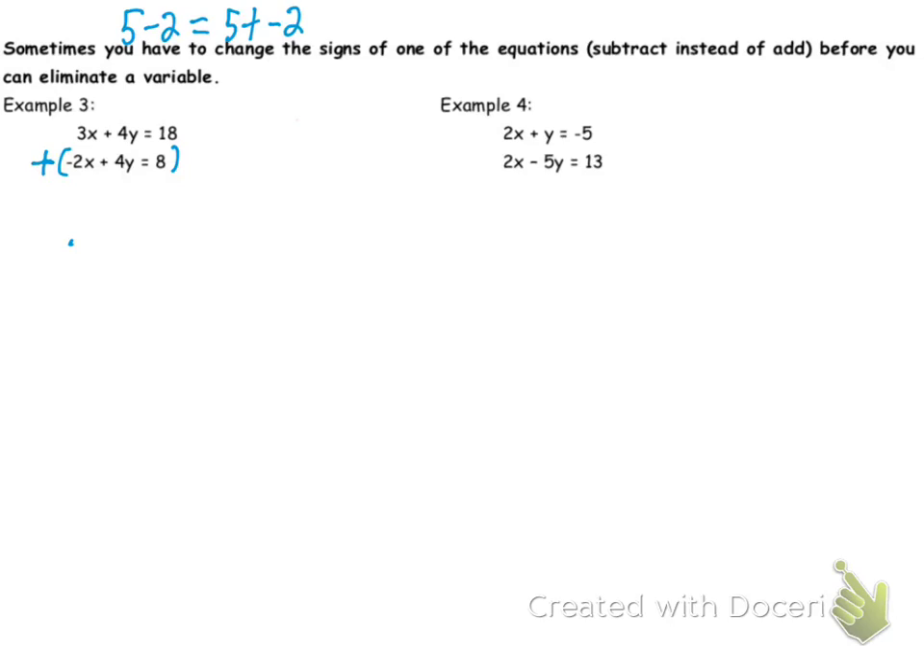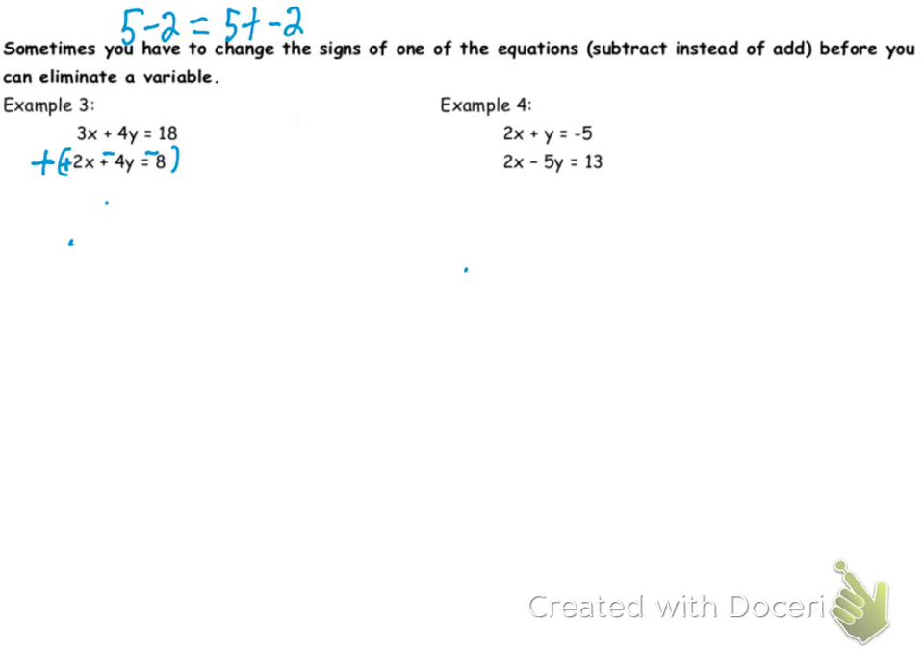Now if I change that sign, that negative 2x is going to have to become what? Instead of negative, it's going to become positive, a positive 2x. This positive 4y now becomes what kind of 4y? A negative 4y. That was the reason we did this. And this 8 becomes a negative 8.